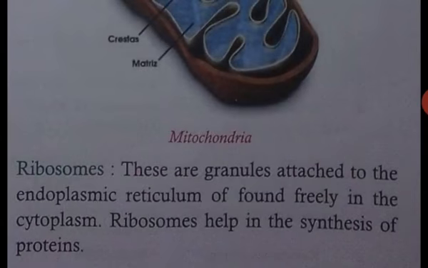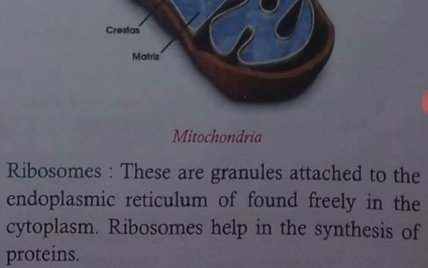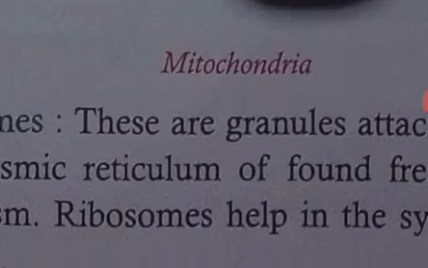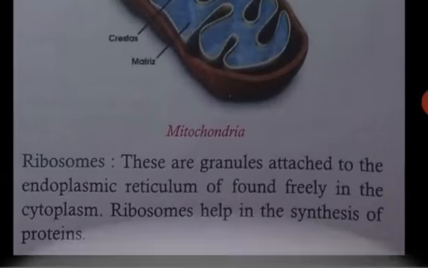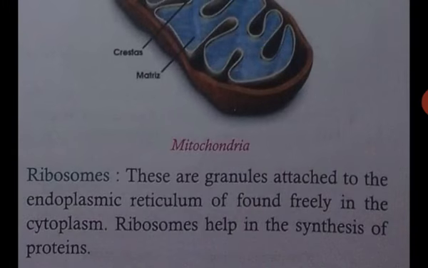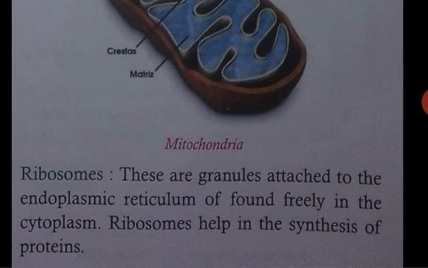And the third is ribosomes. These are granules that are found attached to the endoplasmic reticulum. They give the endoplasmic reticulum a rough appearance. They may even occur freely in the cytoplasm. The function of the ribosomes is that they help in the synthesis of protein, thus they are called the protein factories.